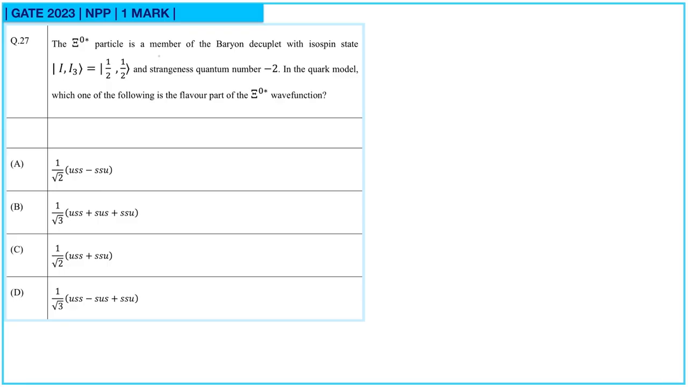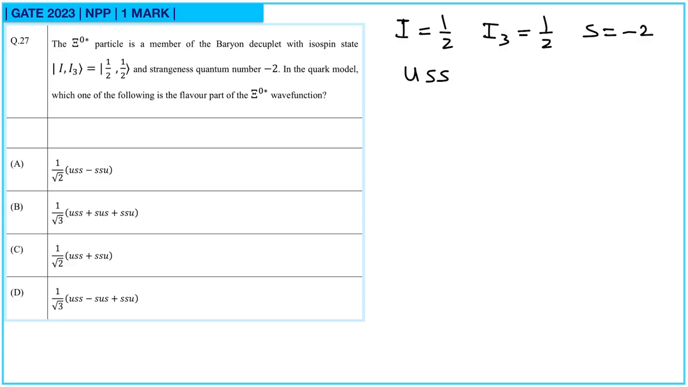The Hyperon Xi 0 star particle is a member of Baryon decuplet with isospin state I3 equal to half, the strangeness quantum number -2. In the quark model, which one of the following is the flavor part of this wave function? Now here it is given that I is equal to 1 by 2 and I3 is equal to 1 by 2 and strangeness number is -2. So that means its quark composition has to have S there. So SS will be there. So its quark composition can be USS.